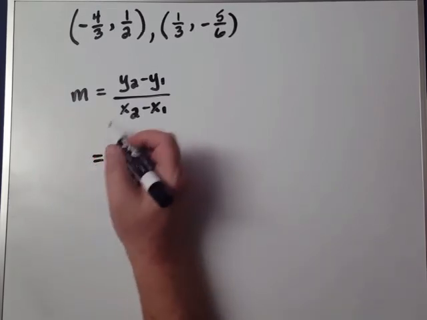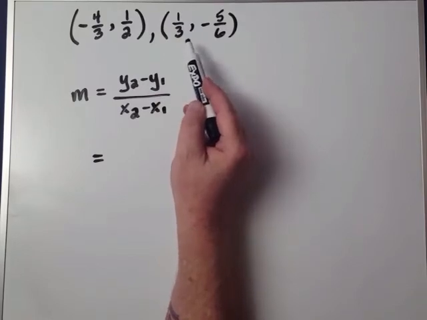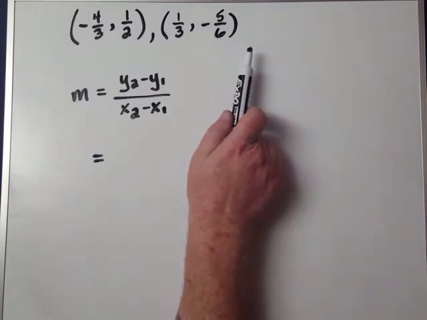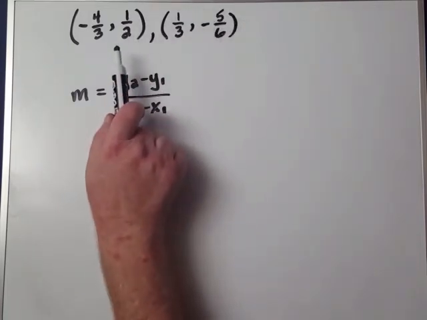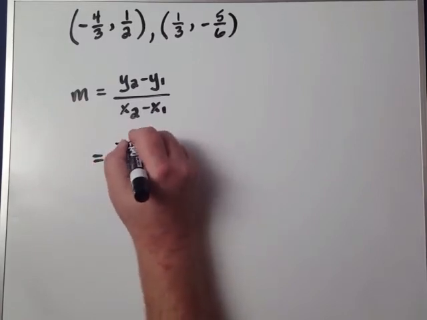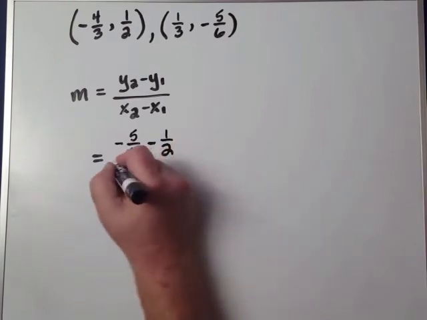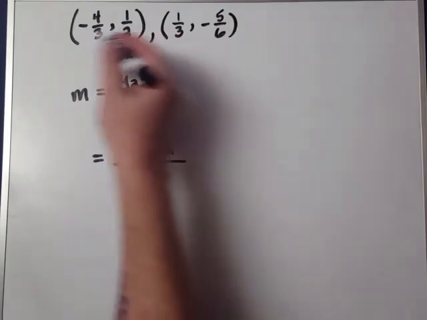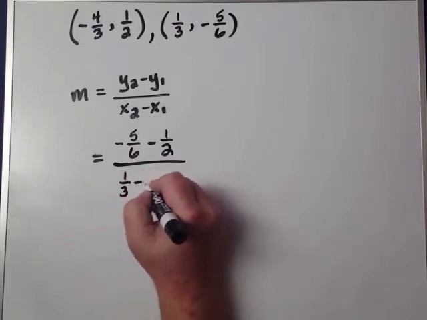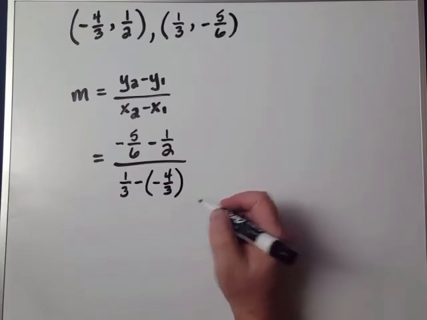We plug in. I'm going to call the first point my first point, the second point my second point. In each case, I'm going to be subtracting the right coordinate minus the left coordinate. So my difference in the y's will be this negative 5/6 minus 1/2. Over my difference in the x's, taking that the same direction, will be this 1/3 minus the negative 4/3. Now crank it out.